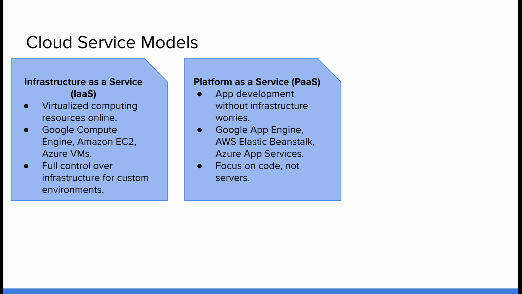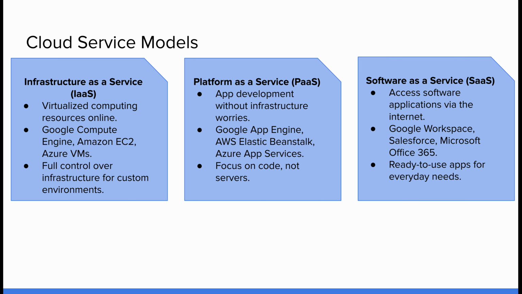Next, we have platform as a service, or PaaS, in the middle. PaaS provides a platform that allows developers to build, run, and manage applications without having to worry about the underlying infrastructure. Services like App Engine, AWS Elastic Beanstalk, and Azure App Services take care of the operating system, storage, and runtime so that developers can focus on coding instead of on managing servers.